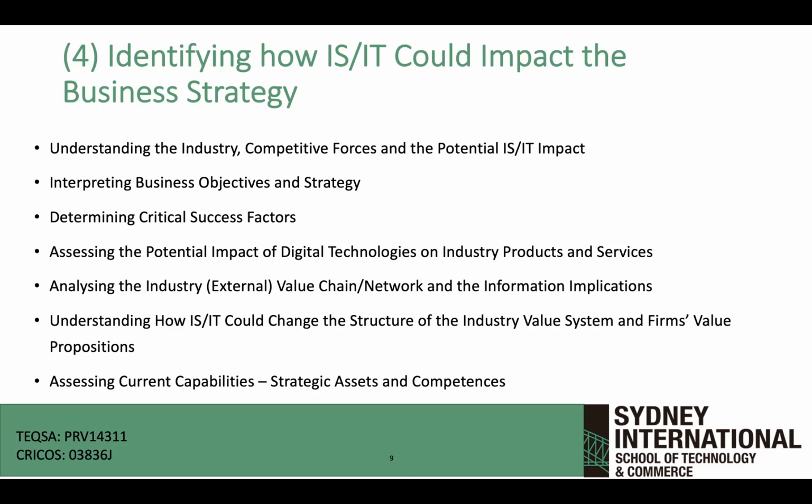We need to understand how IS and IT could change the structure of the industry's value system and the firm's value proposition. For example, in music, people used to have all of these CDs, and many companies used to be successful, and whole industries were changed. The taxi industry has changed. Now you have Uber. The food delivery system has changed. Now you have Uber Eats.